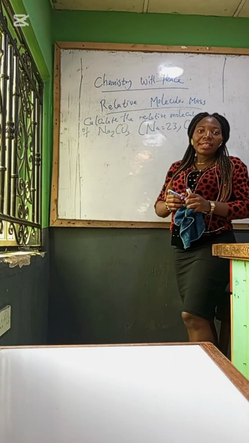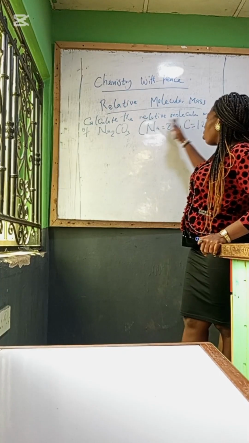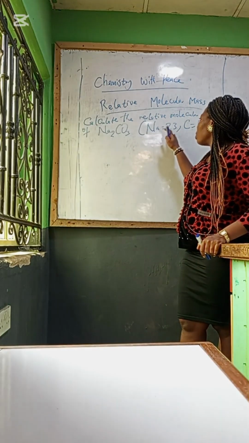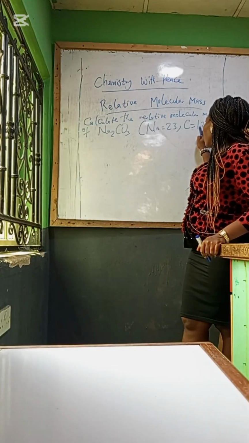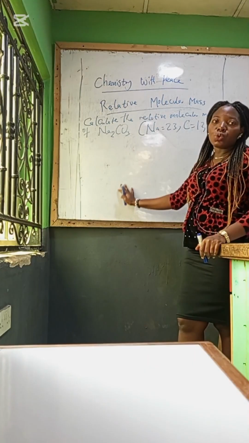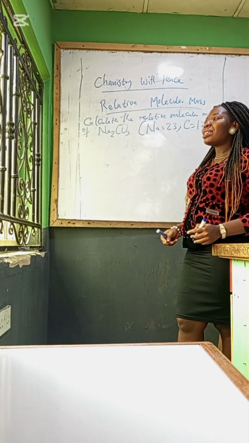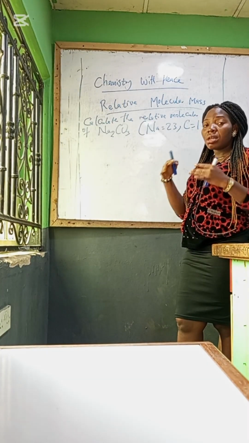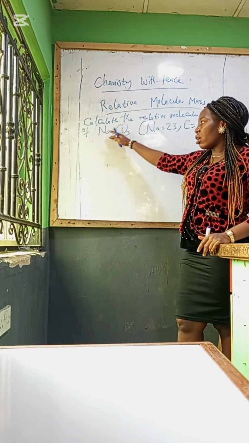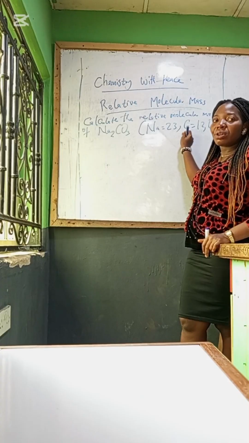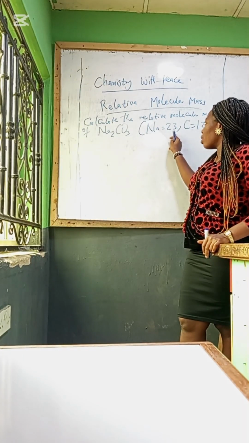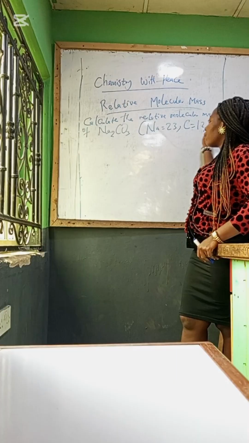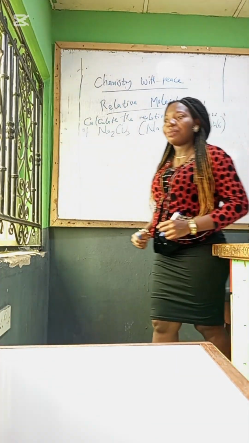Calculate the relative molecular mass of sodium carbonate. In brackets we are given the mass of sodium to be 23, mass of carbon to be 12, and mass of oxygen to be 16. First of all, remember we said the relative molecular mass is the sum of the atomic mass of all the atoms present in a compound. This is a compound. These are the atomic mass of each atom: sodium is 23, carbon is 12, oxygen is 16.